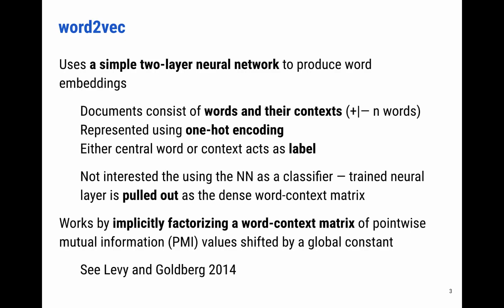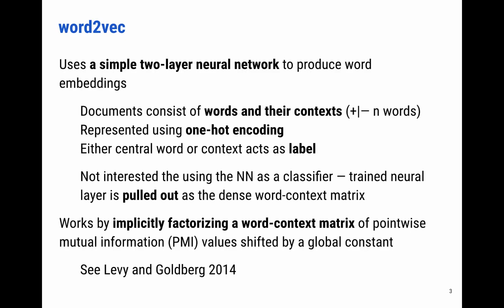What's most interesting about the approach is that the purpose of the neural network is not to actually do any kind of classification. In the case where the central word is taken out, that word is used as a label, and so it goes through the process of predicting the existence of that central word in the context word vector. But what happens is that you actually pull out the layer from the neural network and use that as the word context matrix. It's really cool, actually.